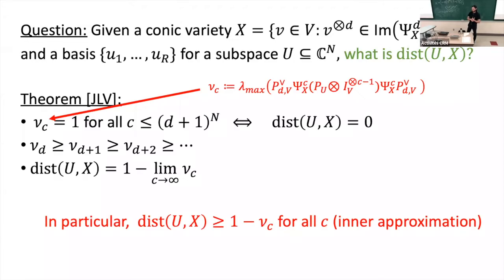I have a question. Yeah. The distance point may not be unique, right? Yes. Where do you see this non-uniqueness?